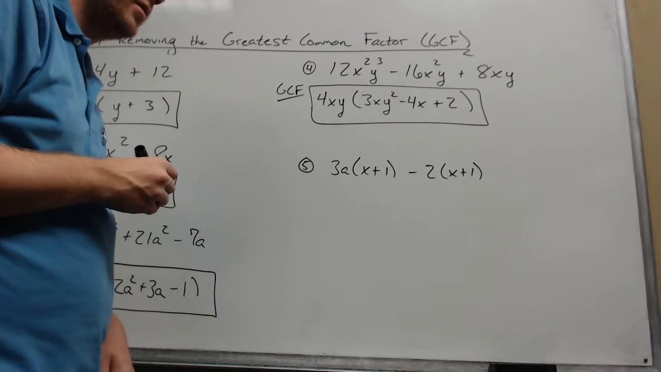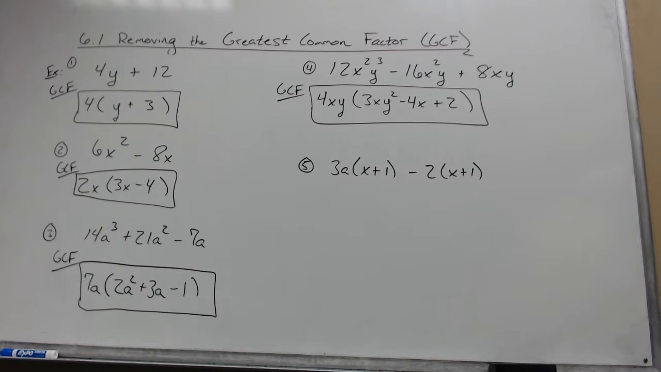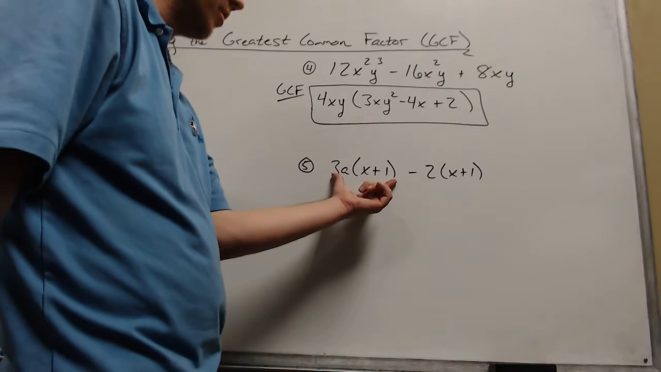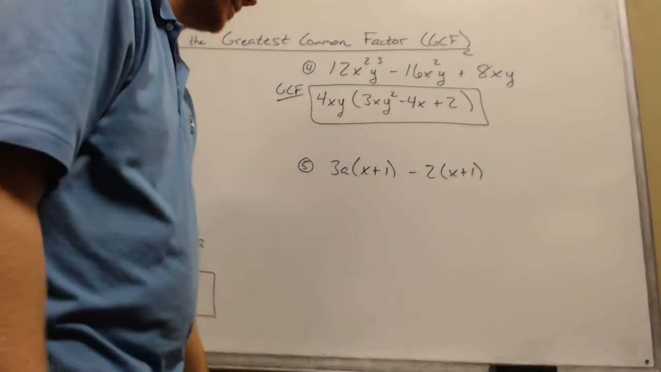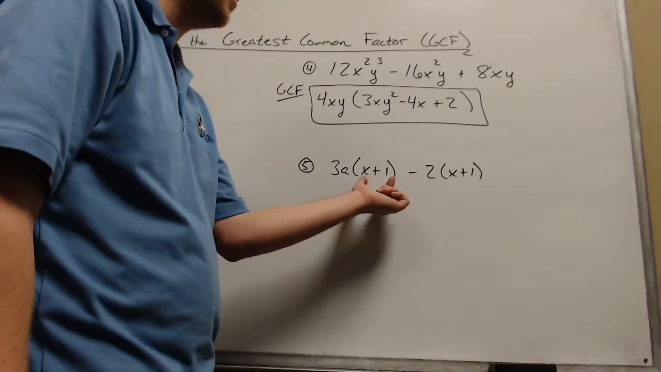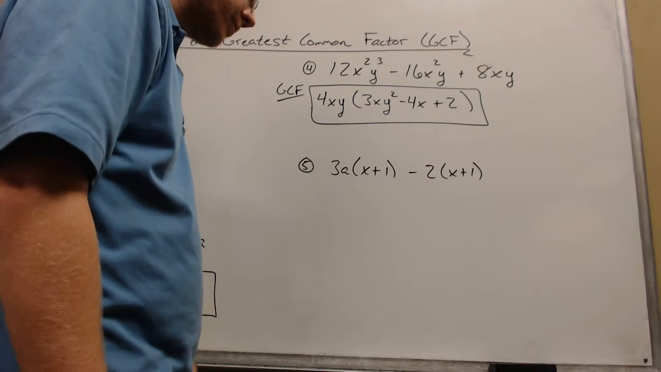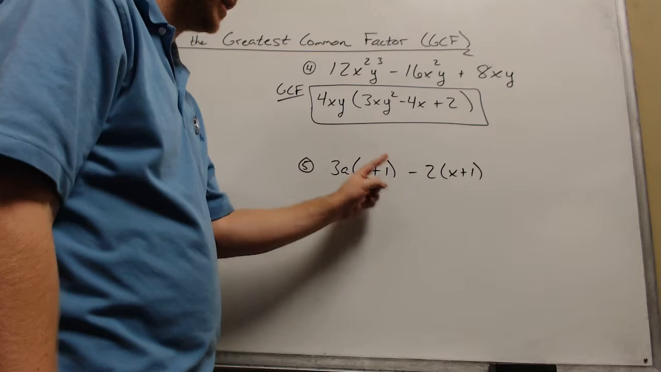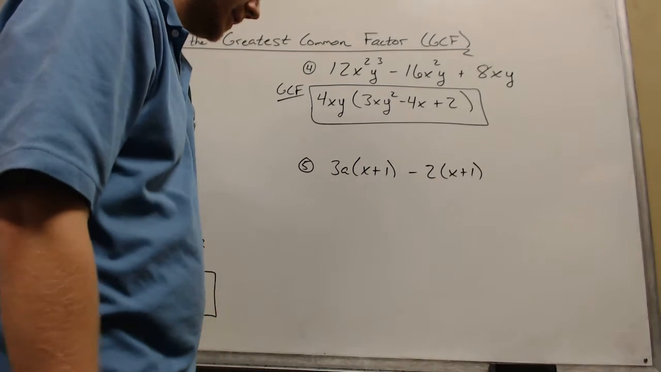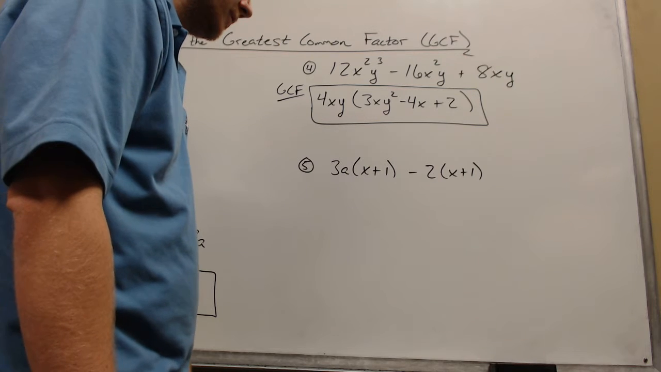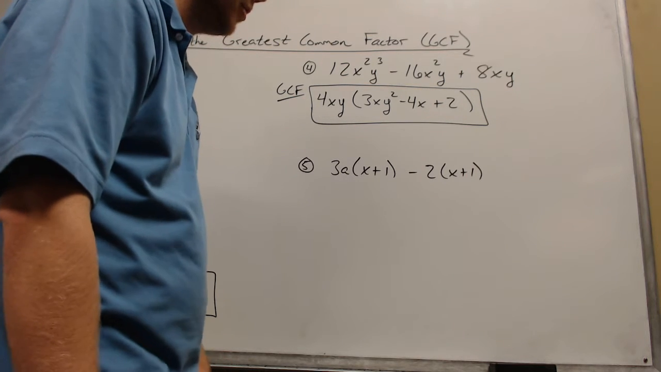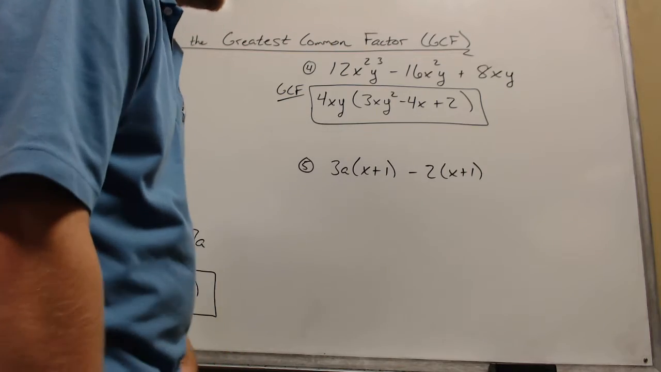Number 5 is a little weird, and it probably looks strange compared to our other expressions that we were dealing with, but it does relate to section 6.2. This single term and this single term, they do have something in common, but what they have in common is actually a binomial. They both share an x plus 1, which is a little strange. You might be inclined to think, well, I can distribute this out, and I can distribute this out, and see what everything has in common. You could do that, but you would run into a little wall where you end up seeing that they don't have anything in common if you do the distribution.